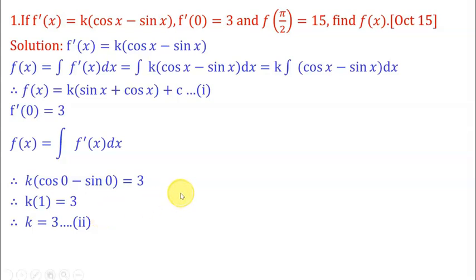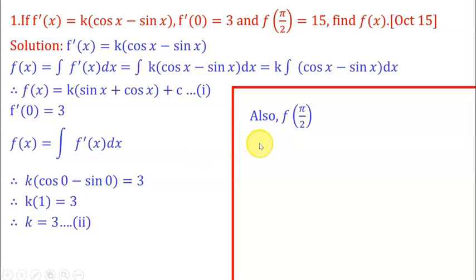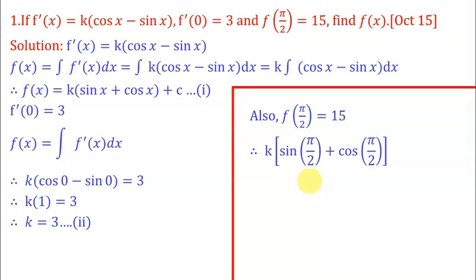This is the second one, and this is the first one. Now next, also f of pi by 2 is equal to 15. But what is the function? The function is f of x is equal to k (sin x plus cos x). Now replace x by pi by 2. We know the value of cos of pi by 2 is 0 and sin of pi by 2 is 1. Therefore k into 1 plus c is equal to 15.